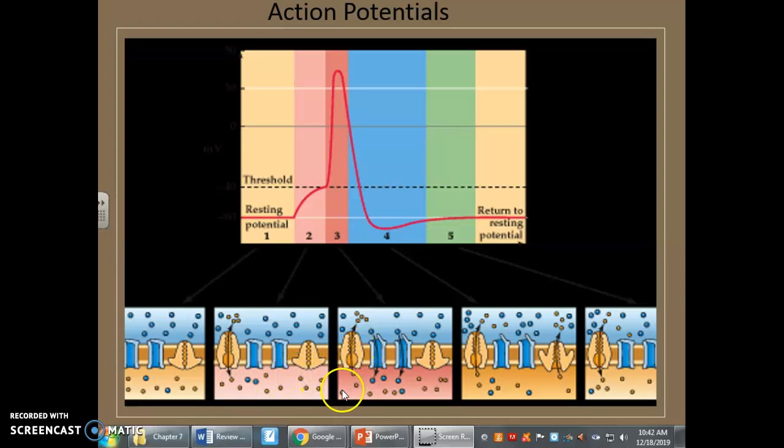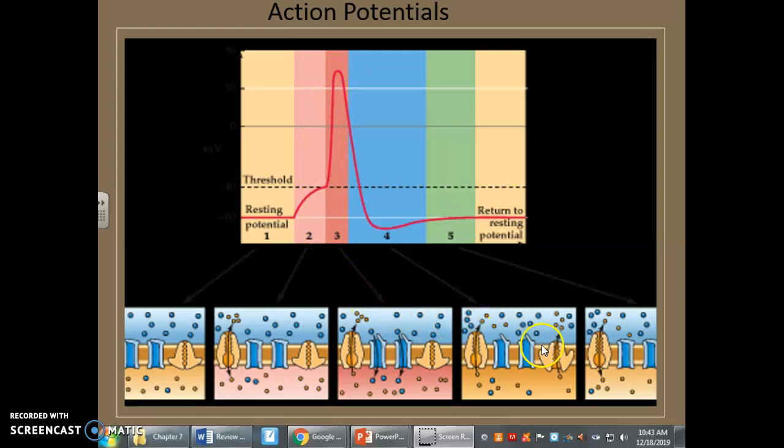Then over here, a stimulus happens, and the sodium ion channels open up. Since there's so many more sodium ions here than there are here, the sodium ions rush in, and that makes the inside of the cell positive. That's called depolarization. It was polarized, and now it's not. So the inside of the cell is positive, way up here.